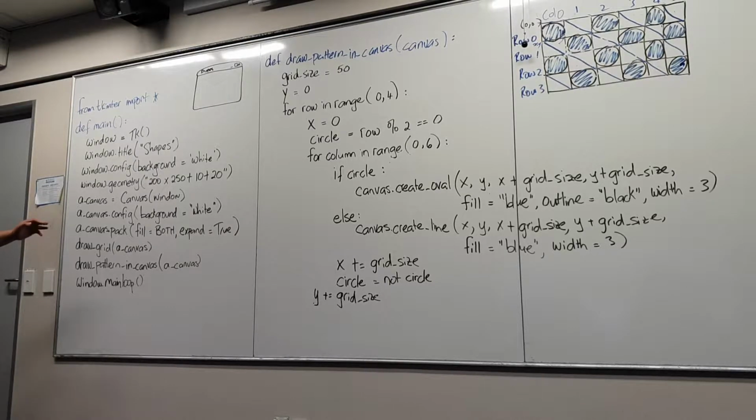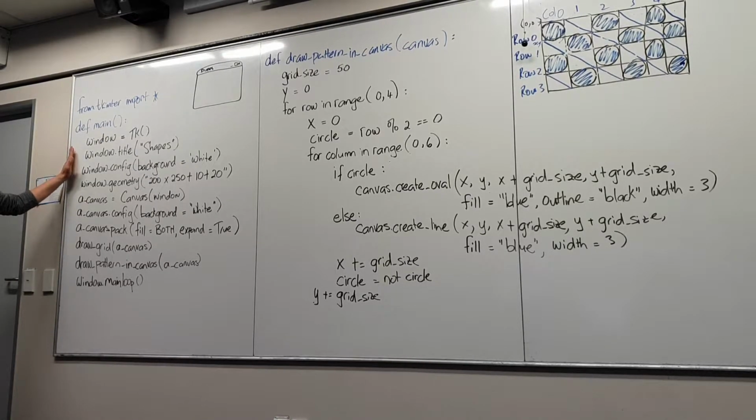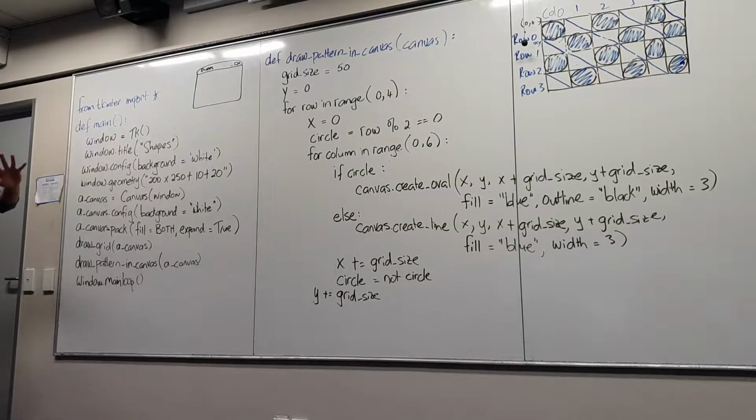I would want to start by making a tk object, but in order to do that, I need the stuff from tkinter. So that's why at the very start I have the import statement, from tkinter import star. That basically means import everything from tkinter, and it allows us to write things without having to do long method names like tkinter dot this dot that.